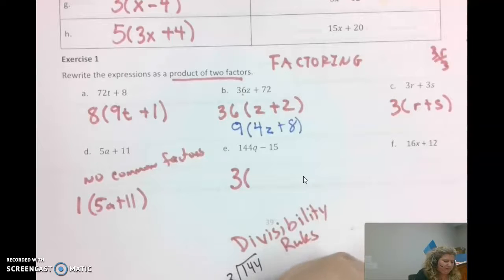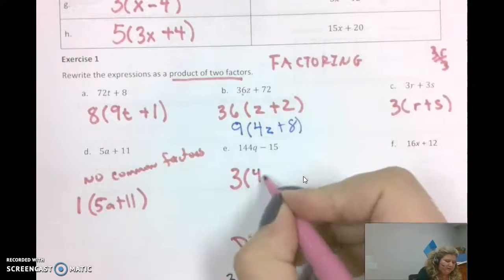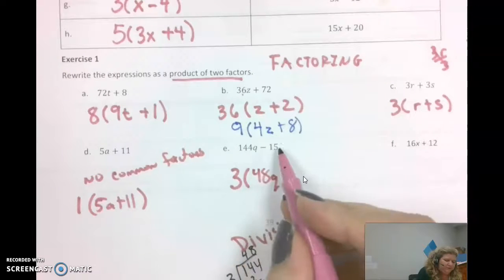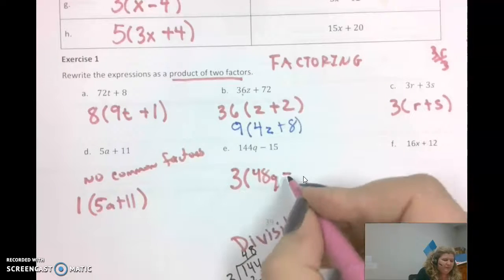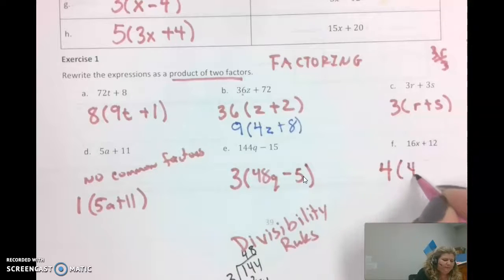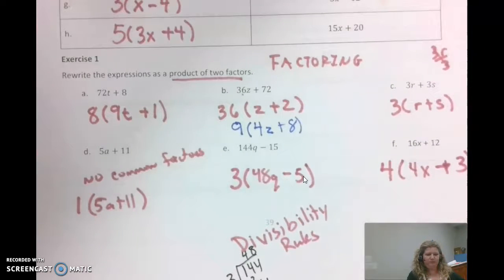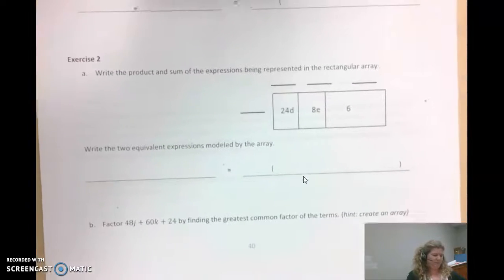So 144 divided by 3, just doing some long division here. Okay, so that would be 48x. And then 15 divided by 3 is 5. Okay, the greatest common factor here is 4. 4 times 4x gives me 16x. 4 times 3 gives me 12. All right, on to the next page.